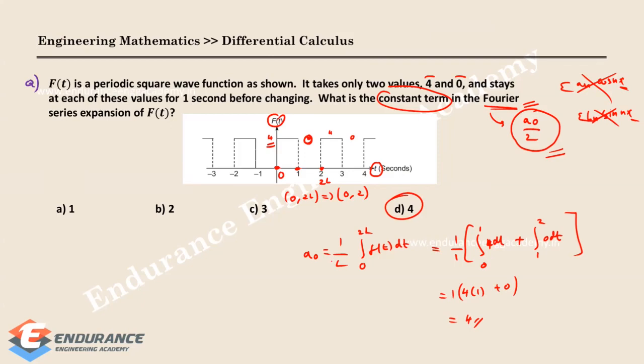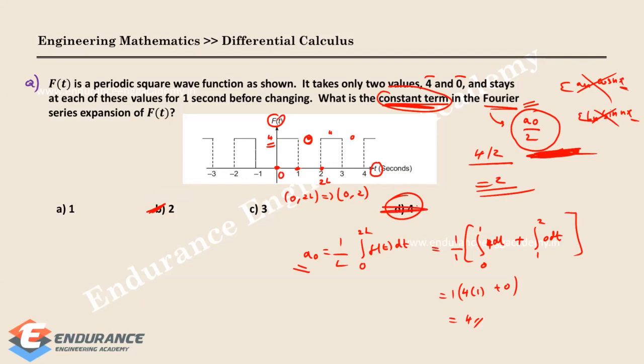Sir, we have to put a0 by 2. So they are asking for the constant term. They are not asking a0. They are asking a0 by 2. Okay, so the correct answer is a0 by 2, which means 4 by 2, which is 2. Okay, so be aware in the class. So the correct answer is 2.